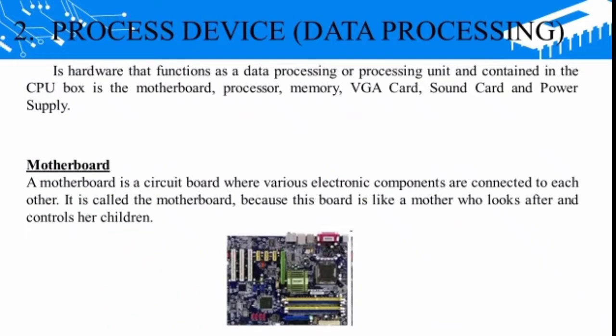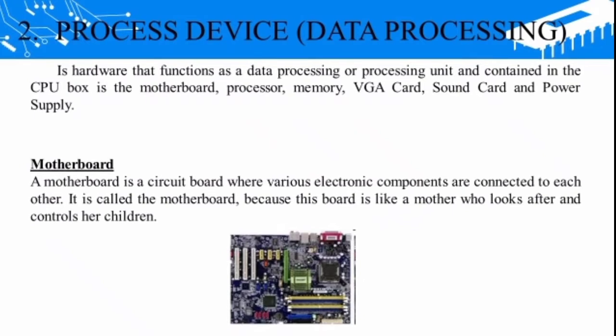2. Process device, or data processing, is hardware that functions as a data processing unit, and contained in the CPU box are the motherboard, processor, memory, VGA card, sound card, and power supply. Motherboard. A motherboard is a circuit board where various electronic components are connected to each other. It is called the motherboard because this board is like a mother who looks after and controls her children.